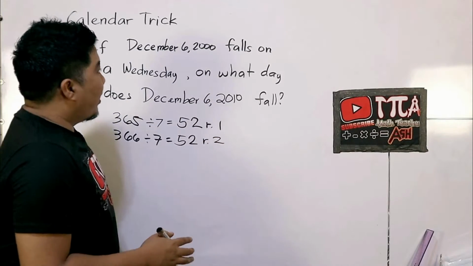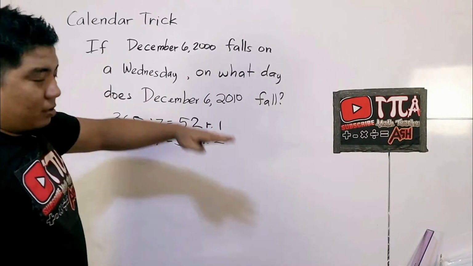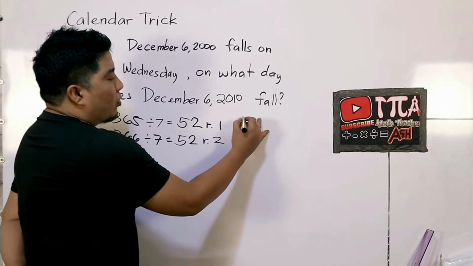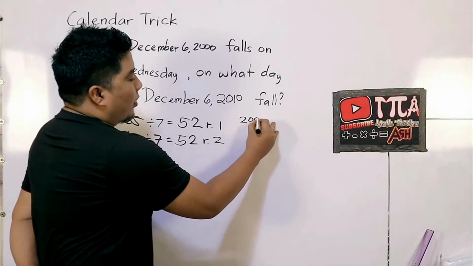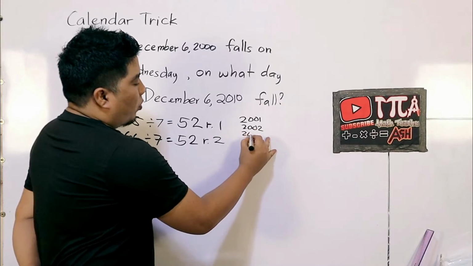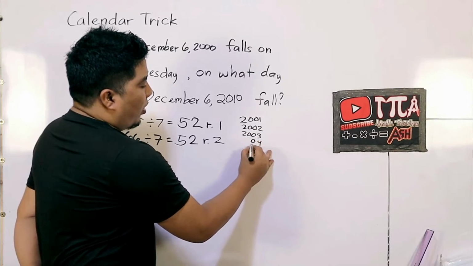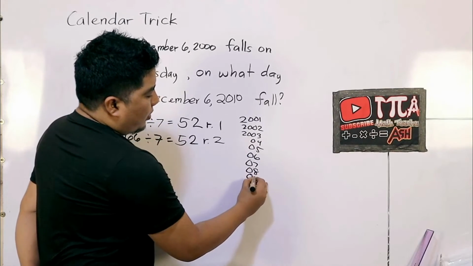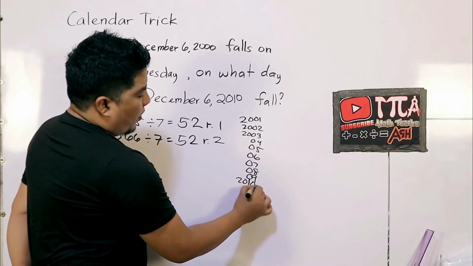So now what we will do is, we will count the years going to 2010. So from 2000, we will have 2001, 2002, 2003, 04, 05, 06, 07, 08, 09, and 2010.